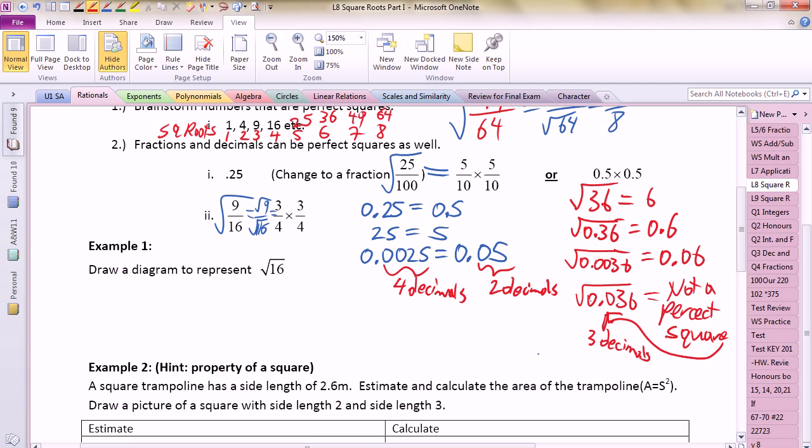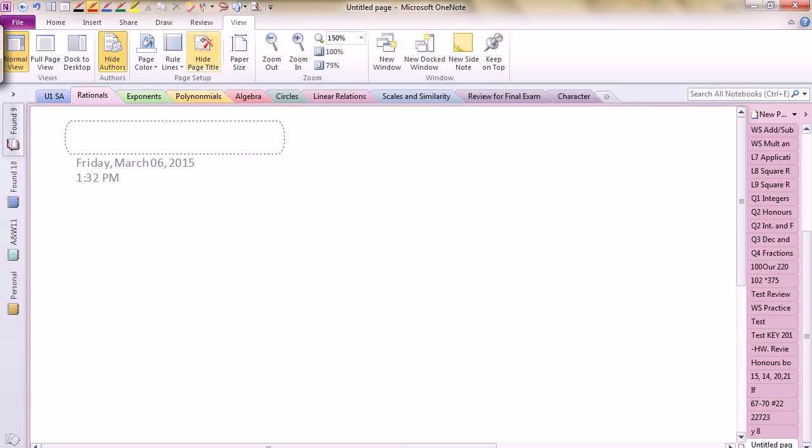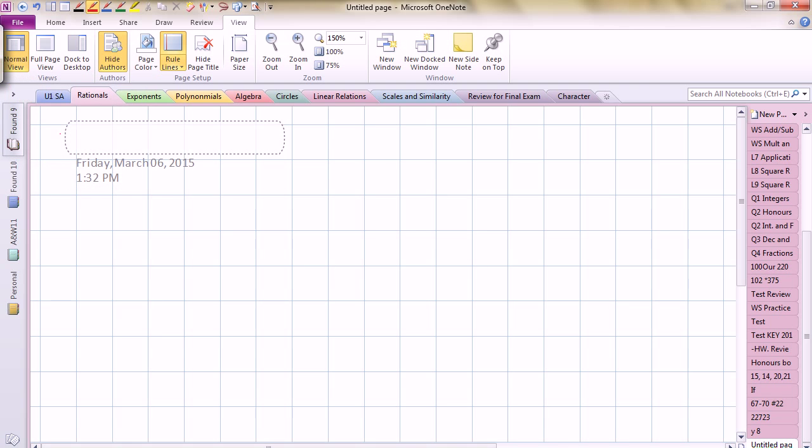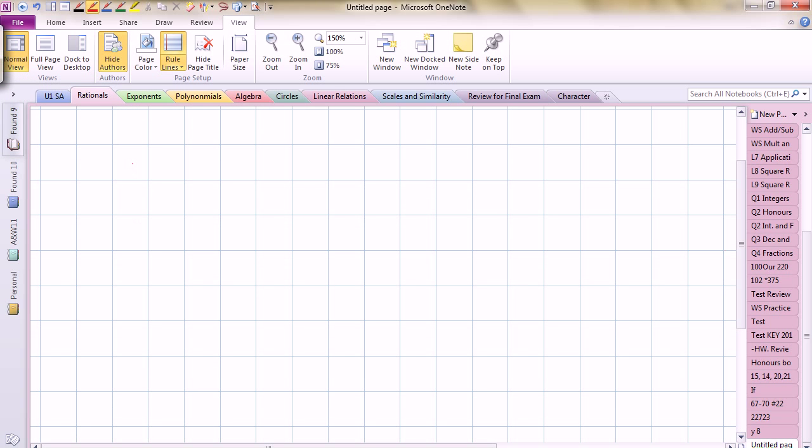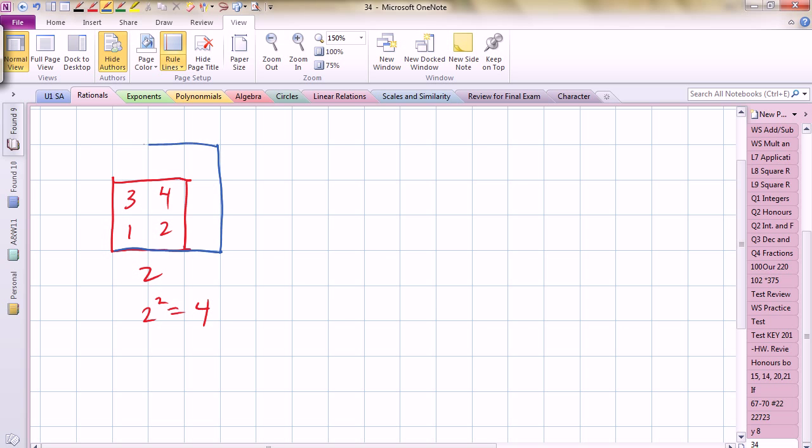Next, diagrams. For diagrams, I like to go with a grid paper. Now you guys can just watch the amazing mathematician named Mr. Barker. If our root is 2, it's a 2 by 2 square. So how many squares are there? 1, 2, 3, 4. Okay, so 2 squared equals 4. So then, let's say we had 3 squared. What would we have? Right? So 3 squared equals 9.